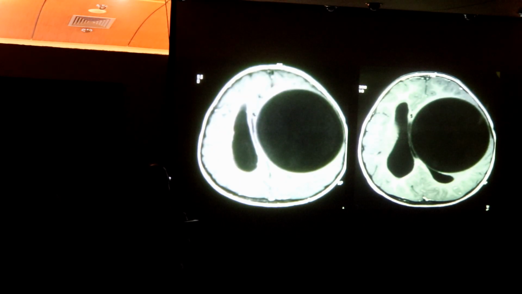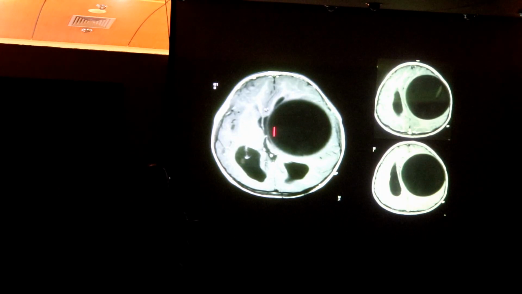The same findings, post-contrast: no evidence of enhancement and no evidence of edema. I think this is post-contrast, or at least post-contrast, there is no evidence of any enhancement.